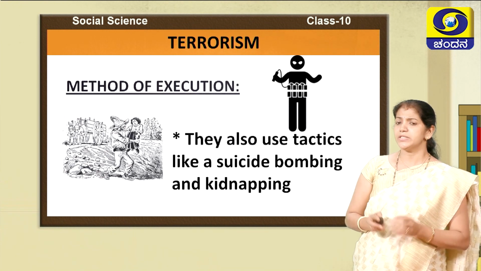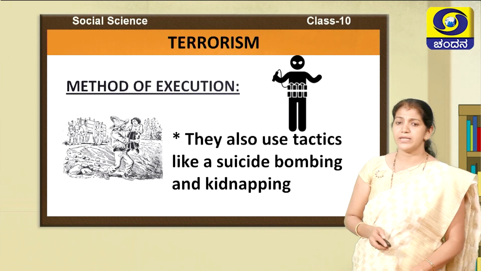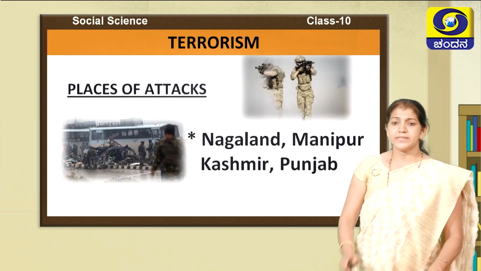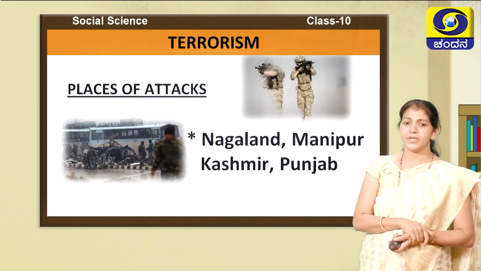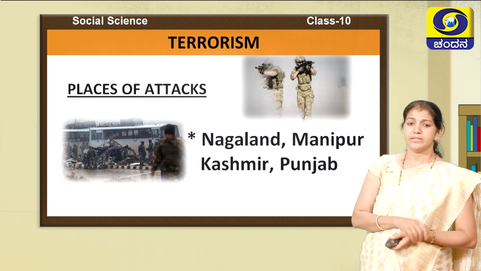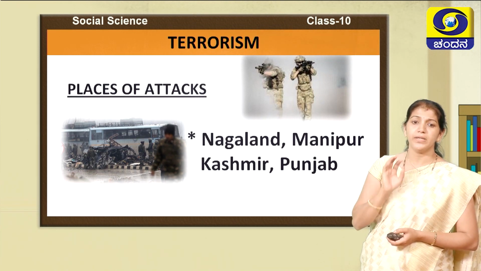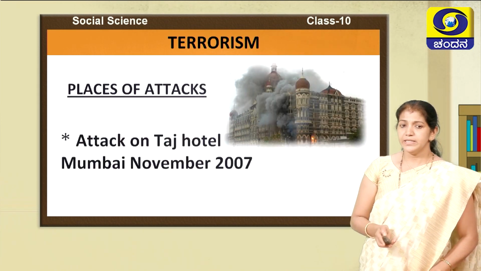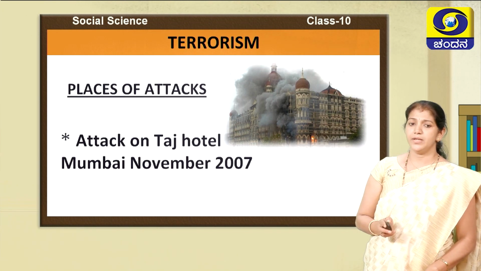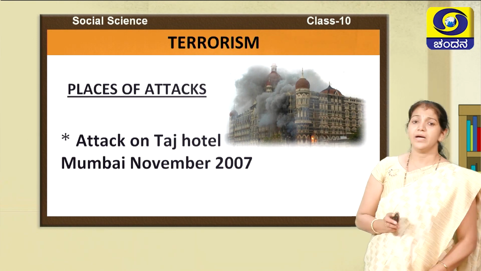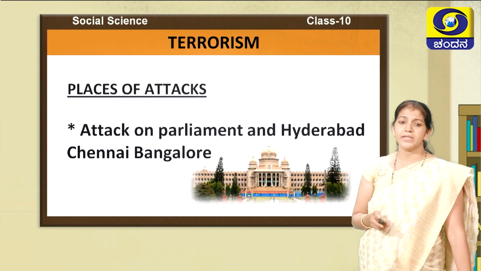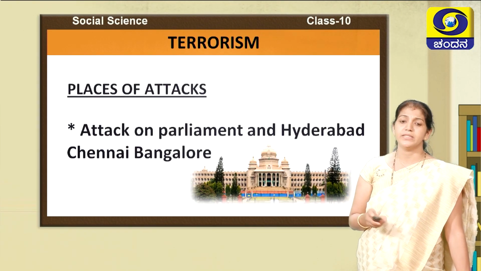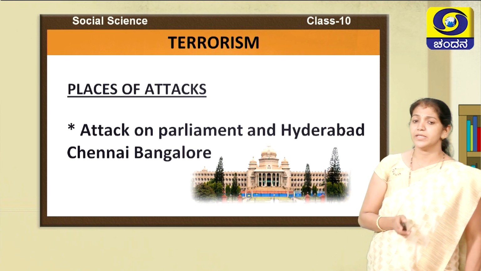The terrorists are using different methods to create violence in society. Which are the places they target more in India? Especially in India, places like Nagaland, Manipur, Kashmir and Punjab. These states are targeted more by terrorists. Recently, the attack on the Taj Hotel in Mumbai on November 26, 2008, was an attack by terrorists in India. The attacks in Hyderabad, Chennai and Bangalore, and on Parliament, are recent attack places of terrorists in India.